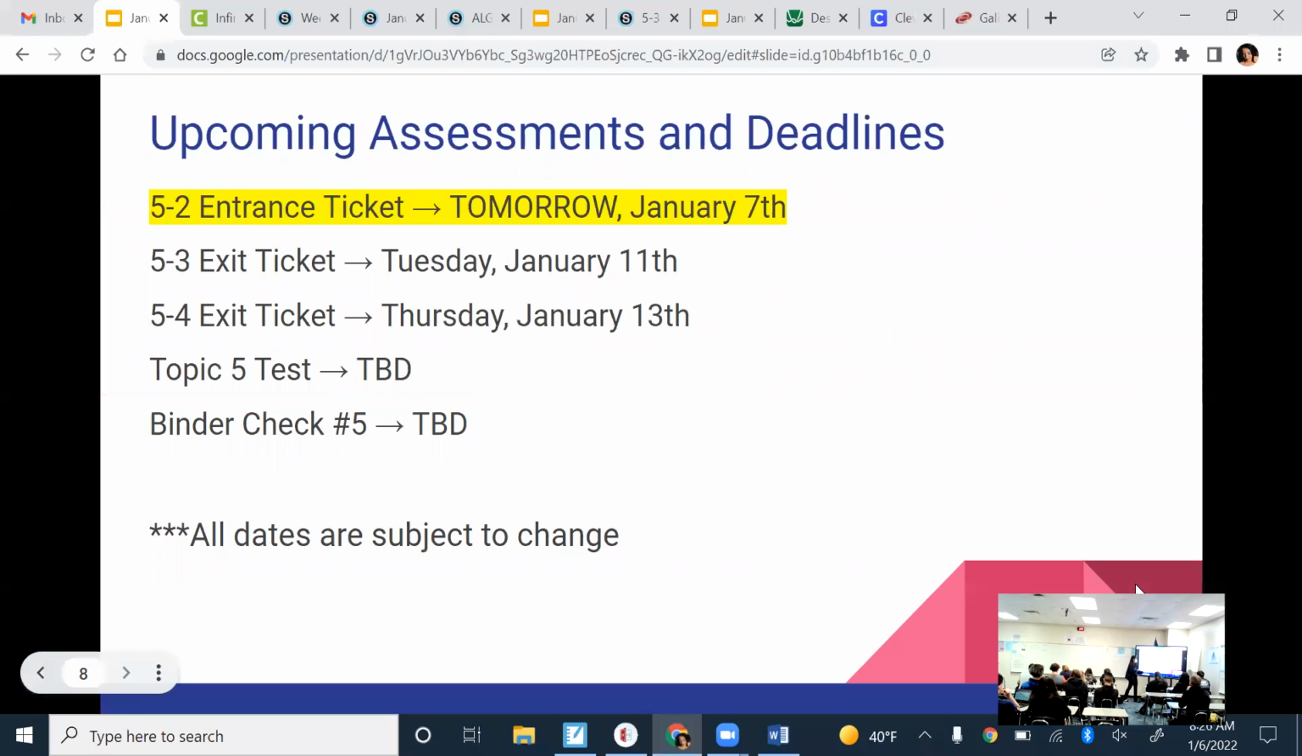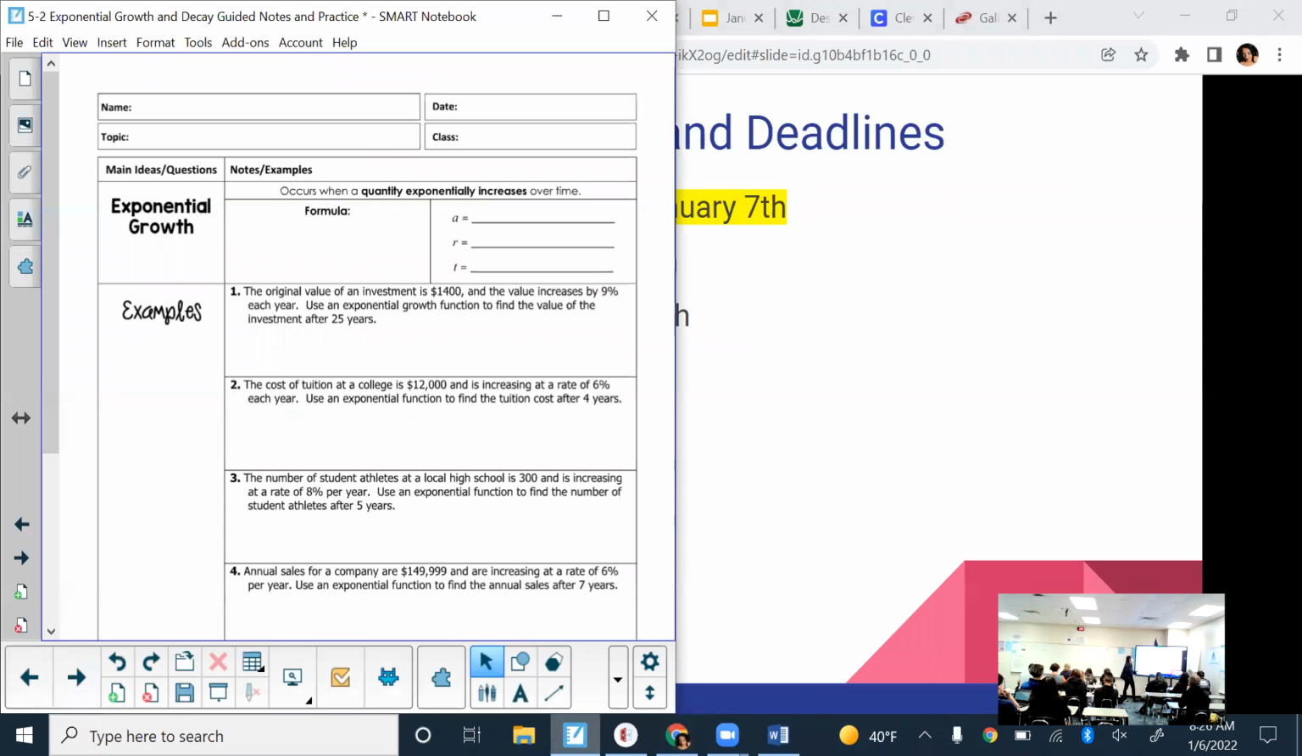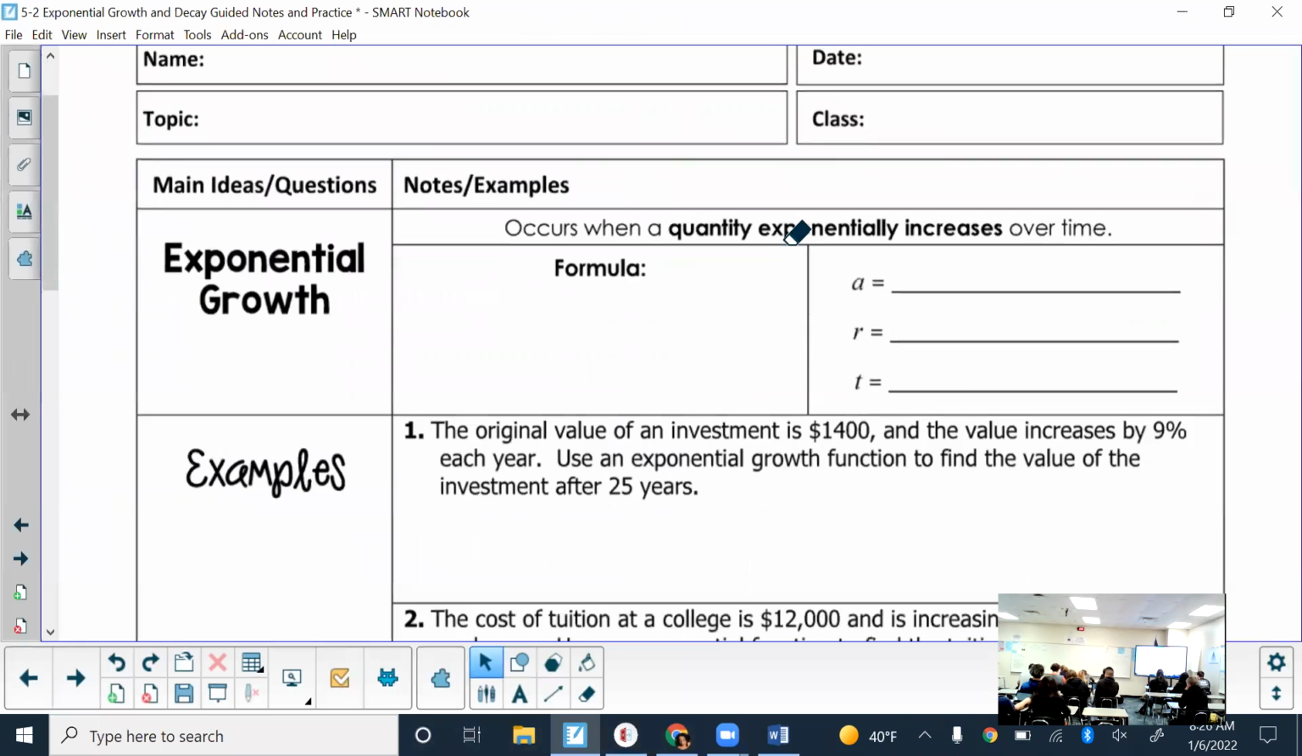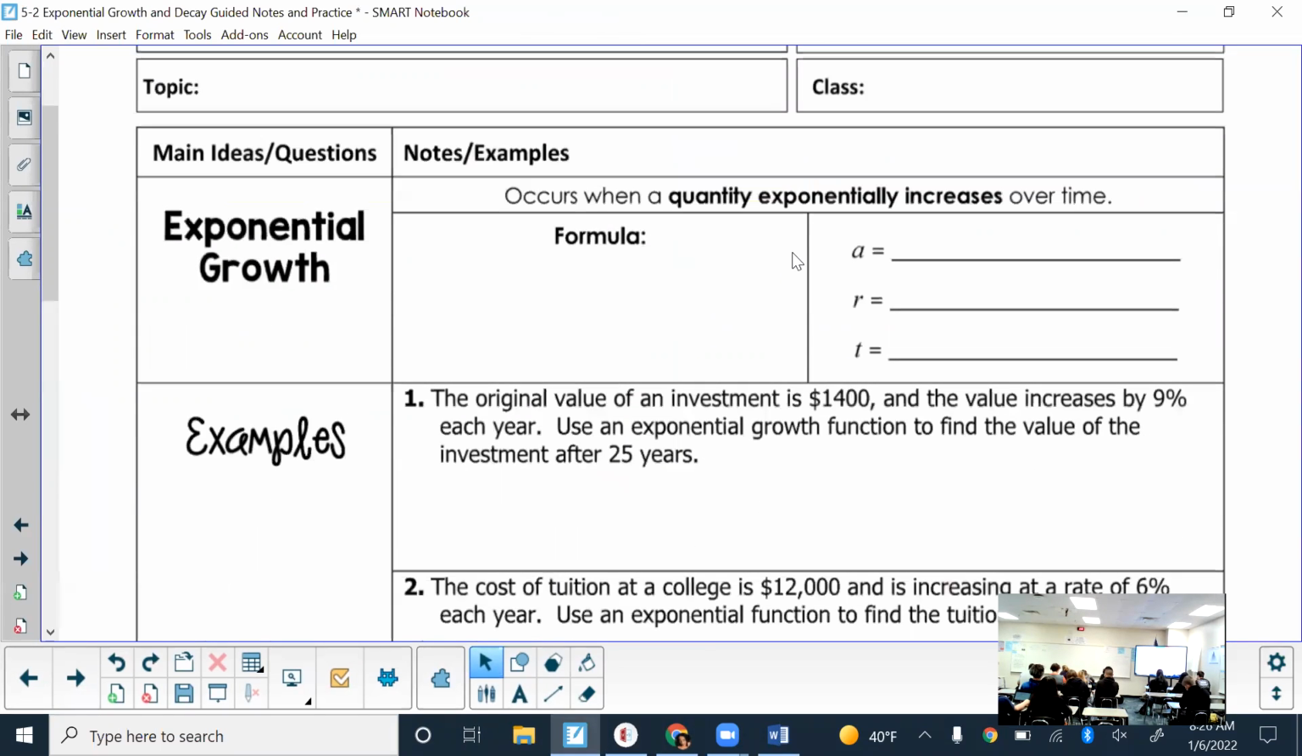All right, so we are taking notes on this paper, so have it in front of you. And first, we're going to talk about exponential growth. So I said that growth and decay have different formulas. And the problem won't necessarily say use the exponential growth function. All right, you have to figure out if whatever is going on in that situation is increasing or decreasing.